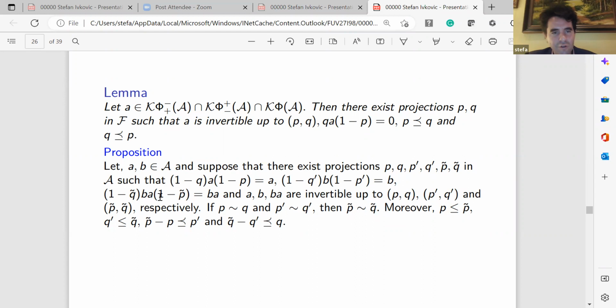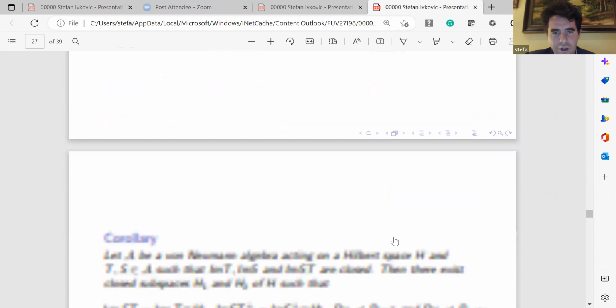So we have this. And in addition, we can also show that P, which comes from the decomposition of A, is less than or equal to P tilde. Q prime, which comes from the decomposition of B, is less than or equal to this Q tilde. And also P tilde minus P is related to P prime, and Q tilde minus Q prime is related to Q here. This may seem abstract in just the language of general C star algebras, but this generalizes the second part of the classical index theorem, and I shall just explain already here in the corollary how it looks.